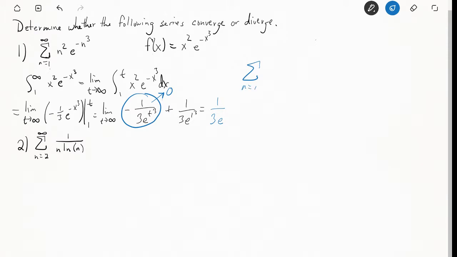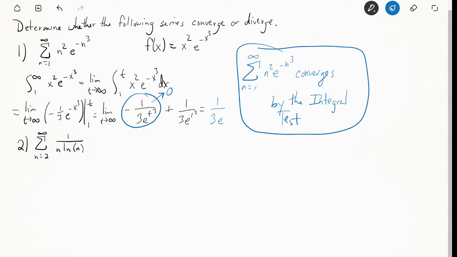And what we can say now, and here's the big thing, we want to start writing these things out. So the sum of n equals 1 to infinity of n squared e to the negative n cubed converges. And now we're going to start writing these tests by the integral test. And we have our work there. Okay?